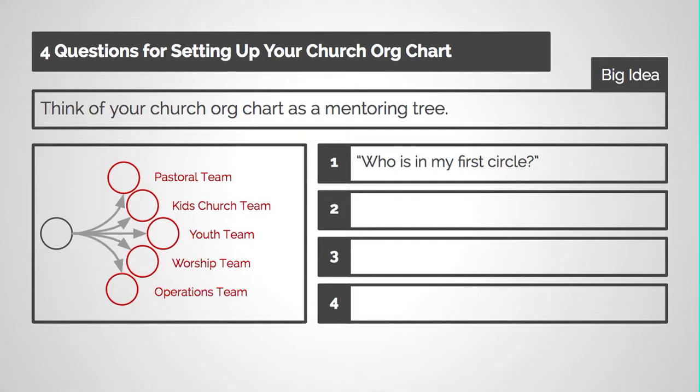Now, your pastoral team circle might have a dozen people in it, depending on your org chart. It might not just be one person. It might have several people in that circle. Your second circle is your kids' church team. Again, that might have a couple of leaders, or maybe it just has your kids' church director in it, and that might be a circle of one person. And then your third circle is your youth team. Again, might be a couple of people, or maybe it's just your youth pastor or your youth director.